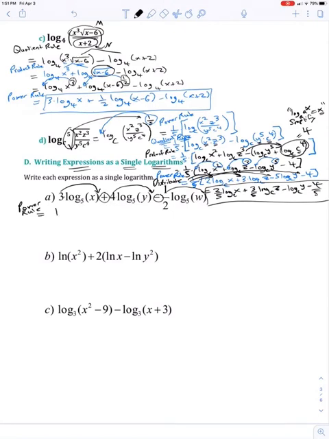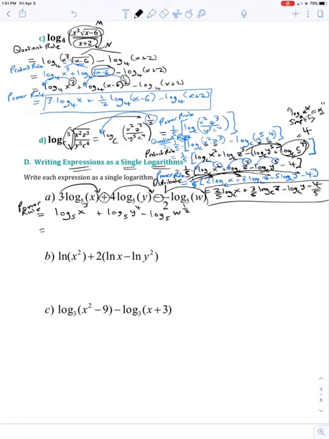So using the power rule, 3 times log base 5 of x is log base 5 of x to the 3 power, x cubed. And same thing here, we bring the 4 up, and we get log base 5 of y to the 4th power, and then minus log base 5 of w to the 1/2 power. So with that said, we've now gotten rid of the coefficients. So let's go ahead and look at combining, adding, and subtracting.